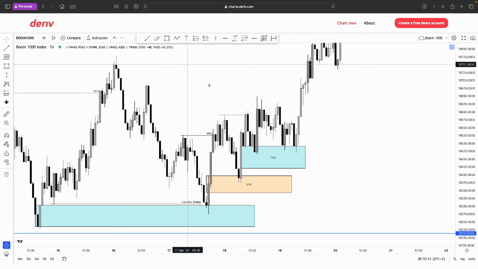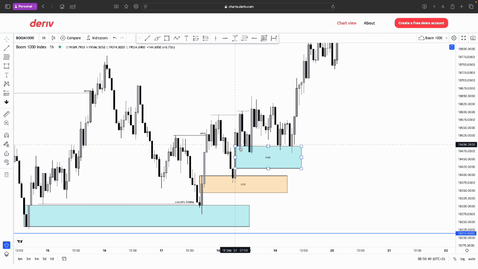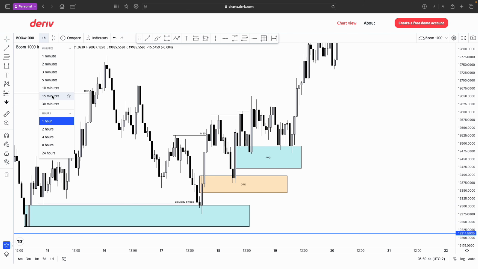Then price went up, it broke this high, so we continued showing some interest in going higher. Price came a little bit down, back to our fair value gap. So let's say you didn't catch this entry, could have entered here, but let's get some confirmation. Let's go down to the 15-minute.